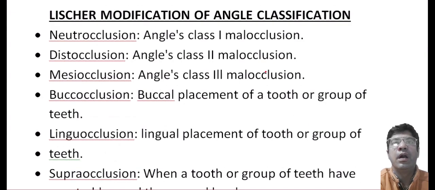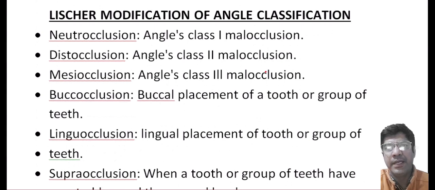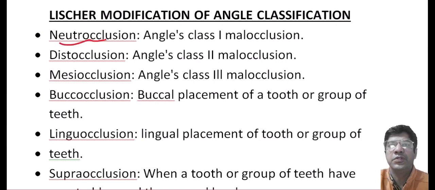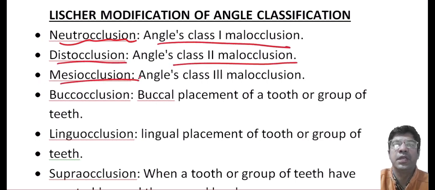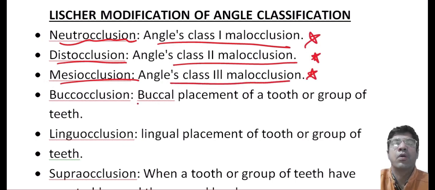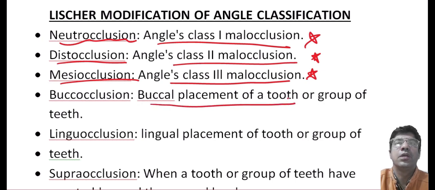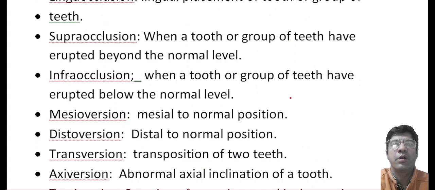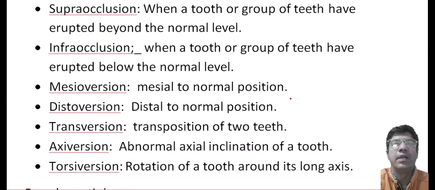Lischer divided malocclusion. He modified the Angle classification. He gave neutroocclusion, that is Angle Class 1 malocclusion. Distoocclusion is the Angle Class 2 malocclusion, and mesioocclusion is the Angle Class 3 malocclusion. Apart from that, he gave buccoocclusion when there is buccal placement of a tooth, linguoocclusion when there is lingual placement of a tooth or group of teeth, supraocclusion when they have erupted beyond the normal level, and infraocclusion when they have erupted below the normal level.